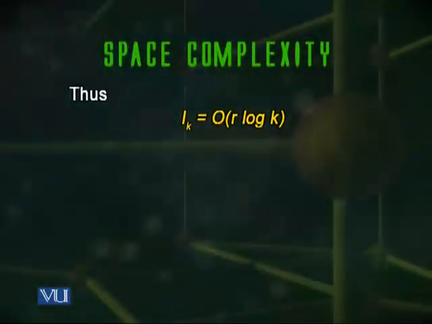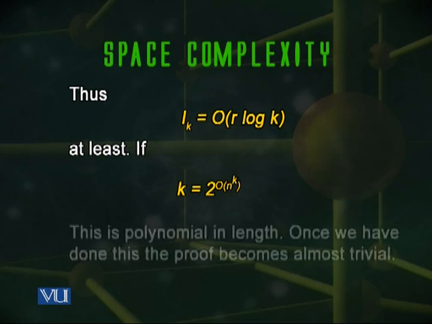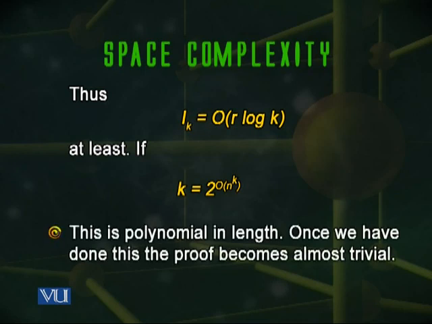So what we need to do is now try to solve this recursion. If we are able to solve this recursion, this would tell us how long our formula would be. Thus, if we solve this recursion, we realize that L of k is order r log k at most. And if k is 2 to the order n to the k and r is polynomial in length, then this whole thing becomes polynomial in length. Once we have done this, the proof of the reducibility becomes almost trivial.